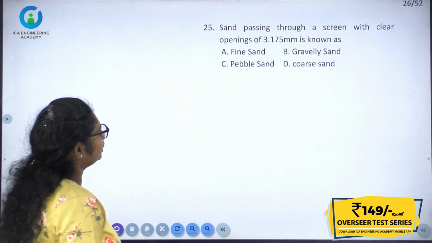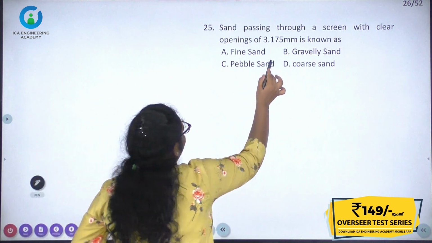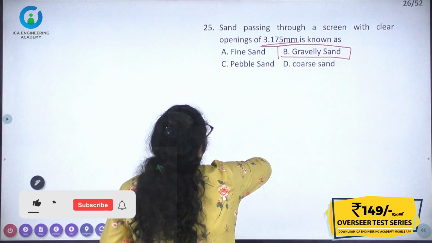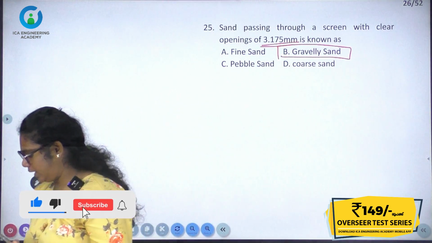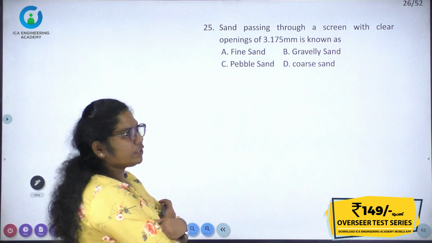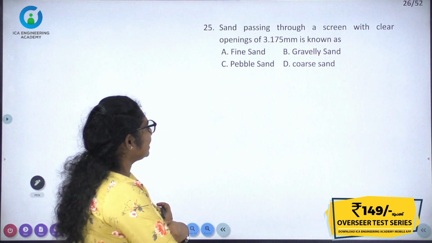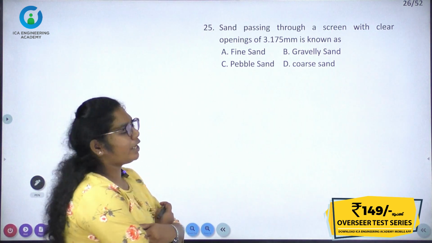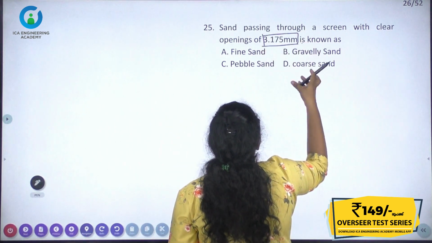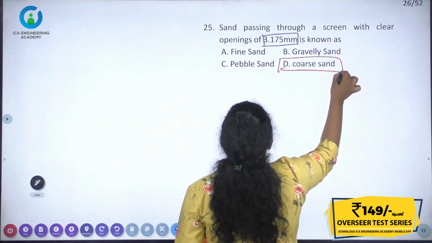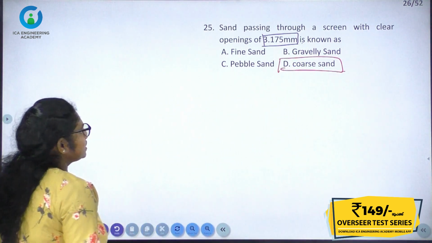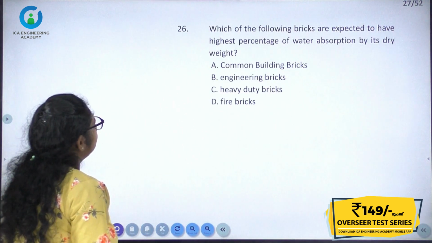Next, sand passing through a screen with a clear opening of 3.175 mm is called gravelly sand. Question 25: sand passing through a screen with a clear opening of 3.175 mm is called coarse sand.